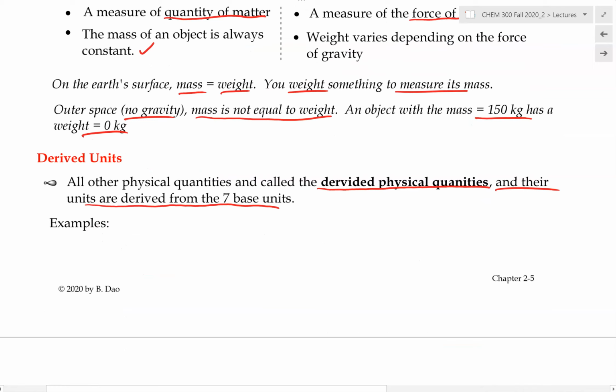For an example, density is a derived physical quantity, and volume is another derived physical quantity, and then velocity or speed is also another derived physical quantity.